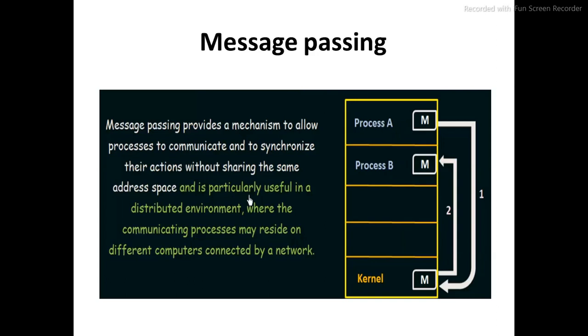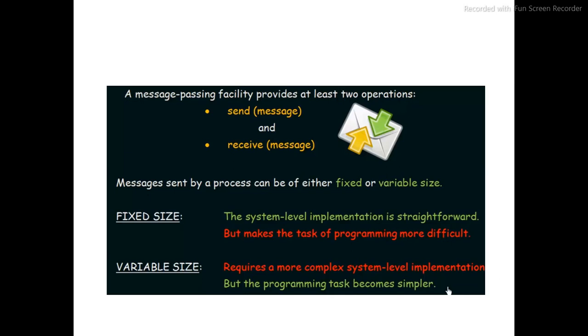So message passing is achieved using two primitives: the send and receive operations. Send message is the operation that allows a process to send a message to another process with which it wants to communicate, and receive message is the operation that allows the recipient process to receive the message from the sender process. Again, the message sent by a process can be either of fixed size or variable size. First, let us look at what fixed size is.